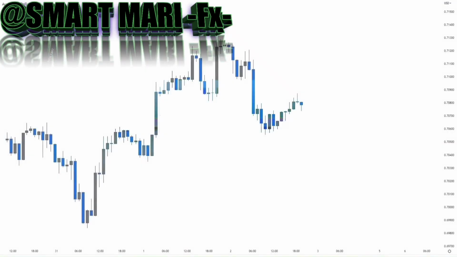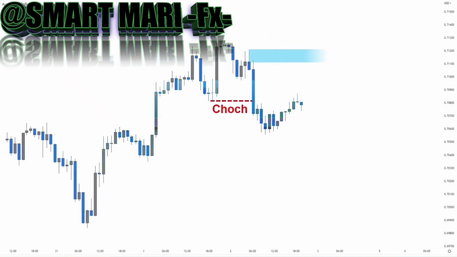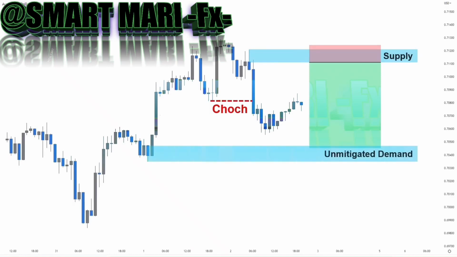Here on the Aussie dollar, we had an obvious uptrend until the market reached this valid demand zone that created imbalance and break of structure. The market mitigates this level but fails to create a new higher high and finally breaks through. So this is a valid change of character move and leaves behind a perfect supply zone. So here we can go short if the price gets to this order block, and our long-term target would be the next unmitigated demand zone in front of the market.